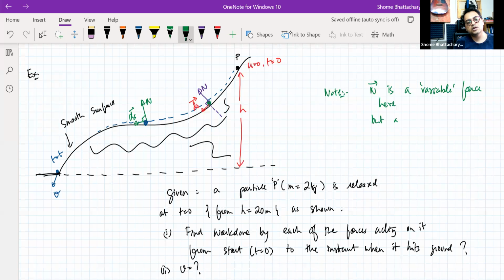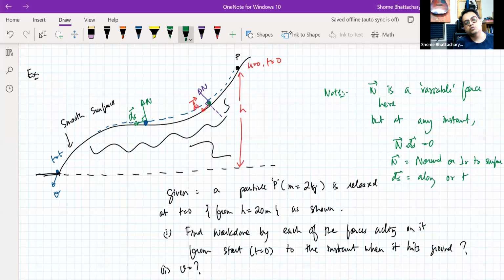But at any instant during the motion, n's dot product with ds is how much? It is 0, because normal reaction will be normal to the surface, that means perpendicular to the surface, and ds will be along the surface, or what we call tangential. So their dot product will be 0. These two are perpendicular to each other. Therefore, work done by normal reaction will be how much? It will be 0.